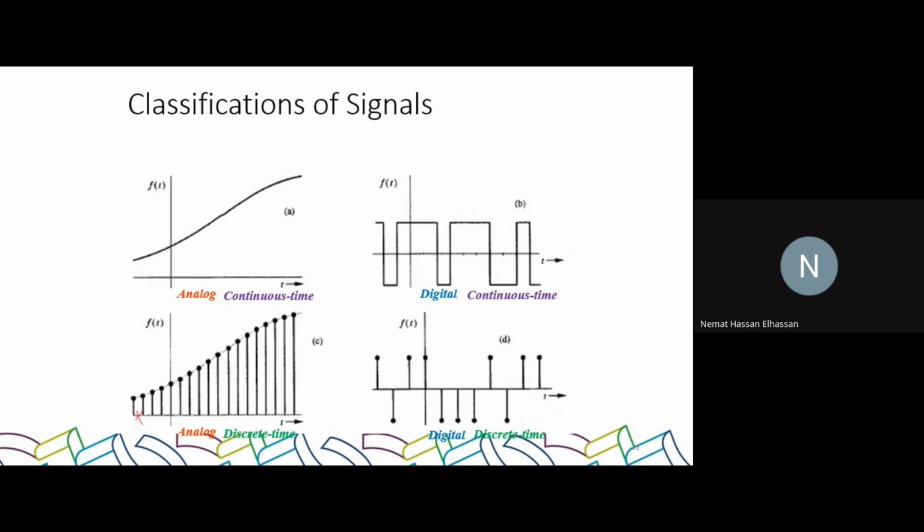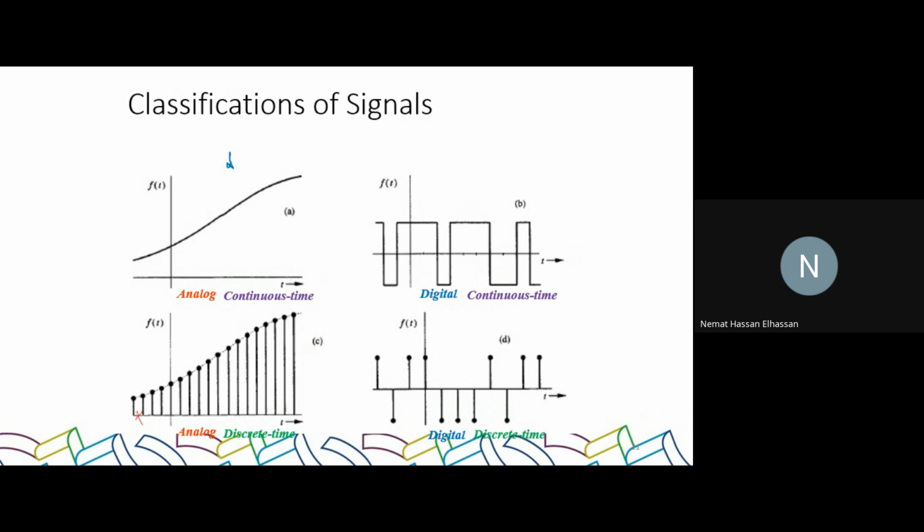If you look at signal A over here, you'll notice that signal A is continuous. There is no stopping of the signal, right? And if you notice, it's continuous in time and it's also continuous in amplitude. So we call this an analog continuous time signal. Okay?